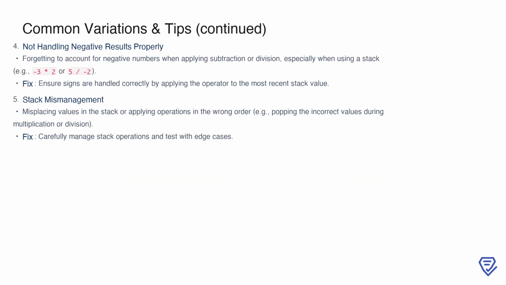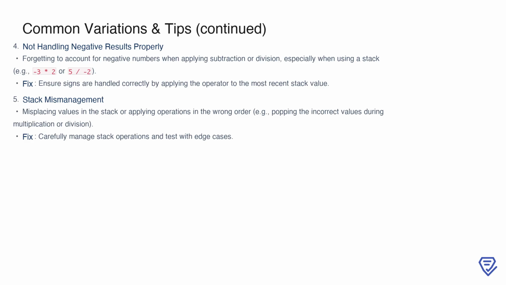Another common mistake is not handling negative results properly. This often happens when subtracting or dividing values, particularly when using a stack. For example, if you encounter an expression like -3*2 or 5/-2, forgetting to account for the signs can lead to incorrect outcomes. The fix here is to carefully apply the operator to the most recent value in the stack while preserving the correct sign. Additionally, stack mismanagement is a frequent source of errors.